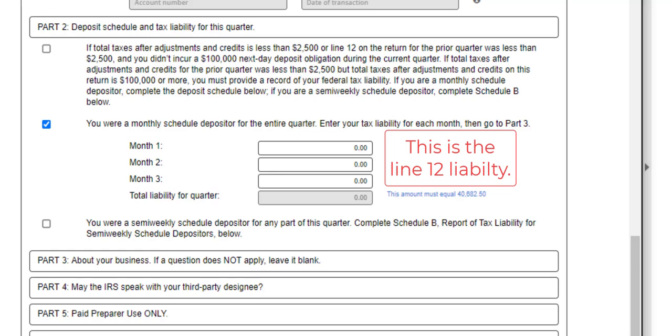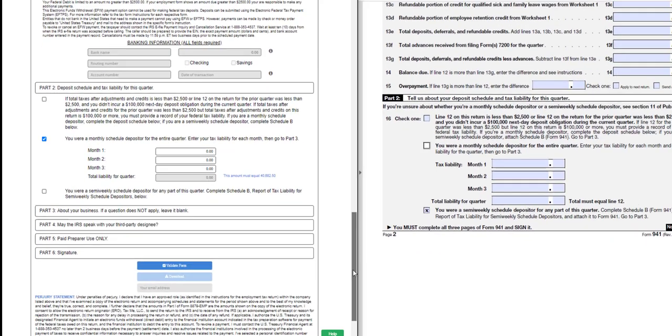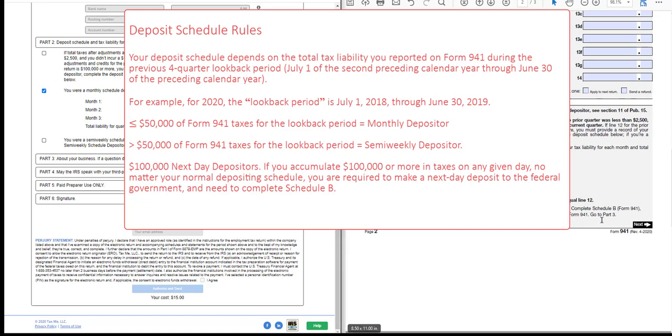As background, except for the de minimis rules, payroll taxes are typically paid monthly or semi-weekly, depending on the amount of the employment taxes paid by the employer in the previous years. Your deposit schedule isn't determined by how often you pay your employees. Your deposit schedule depends on the tax liability you reported on Form 941 during the previous 4-quarter look-back period, which is July 1st of the second preceding calendar year through June 30th of the preceding calendar year. For example, for 2020, the look-back period is July 1st, 2018 through June 30th, 2019.